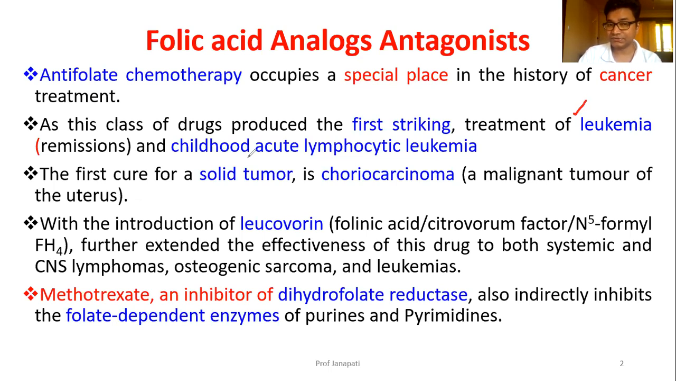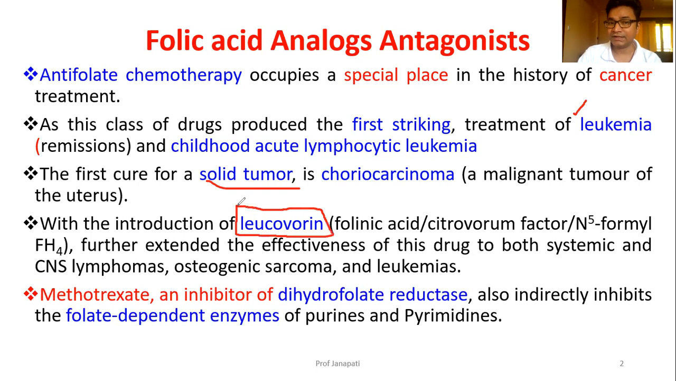And it is also used in children's acute lymphatic leukemia. It is also used in solid tumors, choriocarcinoma, that is a malignant tumor of the uterus. Nowadays, this is increasing. And one more thing is that, you see, a methotrexate antidote was also discovered.